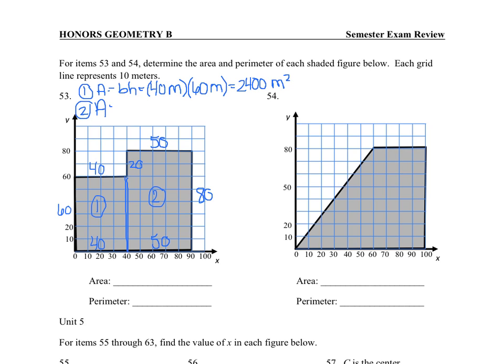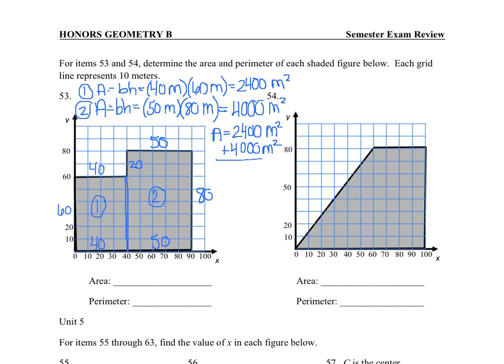For number 2, the area is also going to be base times height. We're going to have 50 meters times 80 meters. And 50 times 80 gives us 4,000, and meters times meters is meters squared. So my total area is going to be 2,400 meters squared plus 4,000 meters squared, which is going to give us 6,400 meters squared.